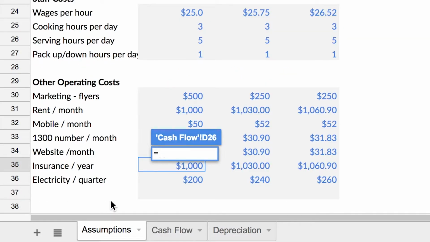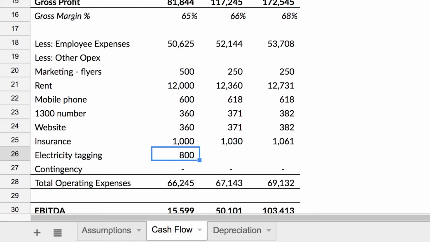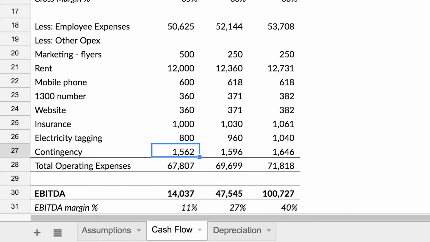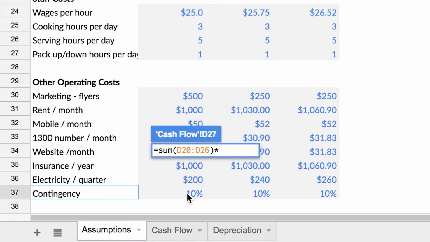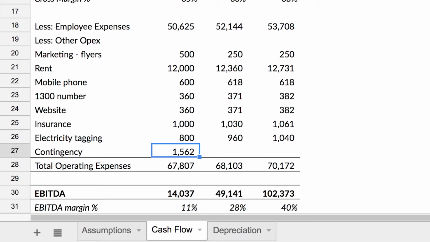Electricity is inputted on a quarterly basis, so we know that there are 4 quarters in a year. So instead of multiplying by 12, let's multiply by 4. Sometimes you can add a contingency line item if you just want to make sure you've got enough of a buffer. So to calculate your contingency, you need to take the sum of all your costs, go back to our assumptions and grab the 10% contingency and multiply it by that 10%.